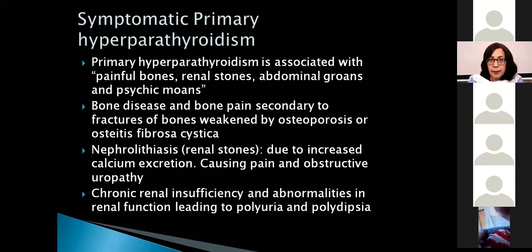Symptomatic primary hyperparathyroidism. Primary hyperparathyroidism is associated with painful bones, renal stones, abdominal groans, and psychic moans. There is bone disease and bone pain secondary to fractures of the bones weakened by osteoporosis. Now, to maintain the hypercalcemia, the PTH takes up calcium from the bones. So, bone becomes weak. There is osteoporosis and osteitis fibrosa cystica. Due to the weakened bones, there is bone pain and bone fractures.